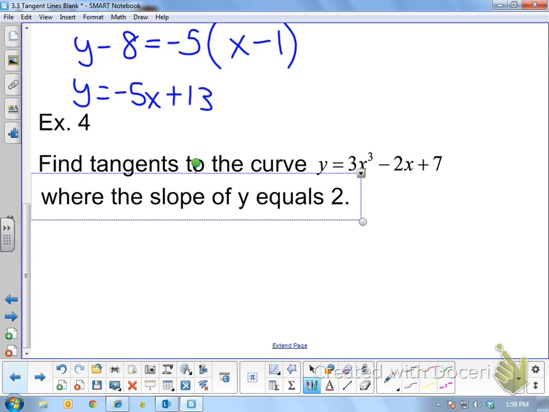So what if I ask this a little bit differently? What if I said, I want to know where the tangent lines are when the slope is 2?